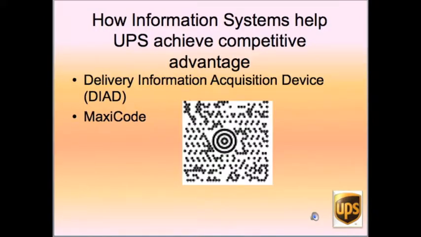UPS have obtained competitive advantage in the courier market by introducing the Delivery Information Acquisition Device, also known as the DIAD. The DIAD was introduced in 1990. When it was first introduced, it provided delivery information, scanned barcodes, and had 0.75 megabytes of memory. Since then, it has been upgraded to include more memory, a backlight, and two-way communication.